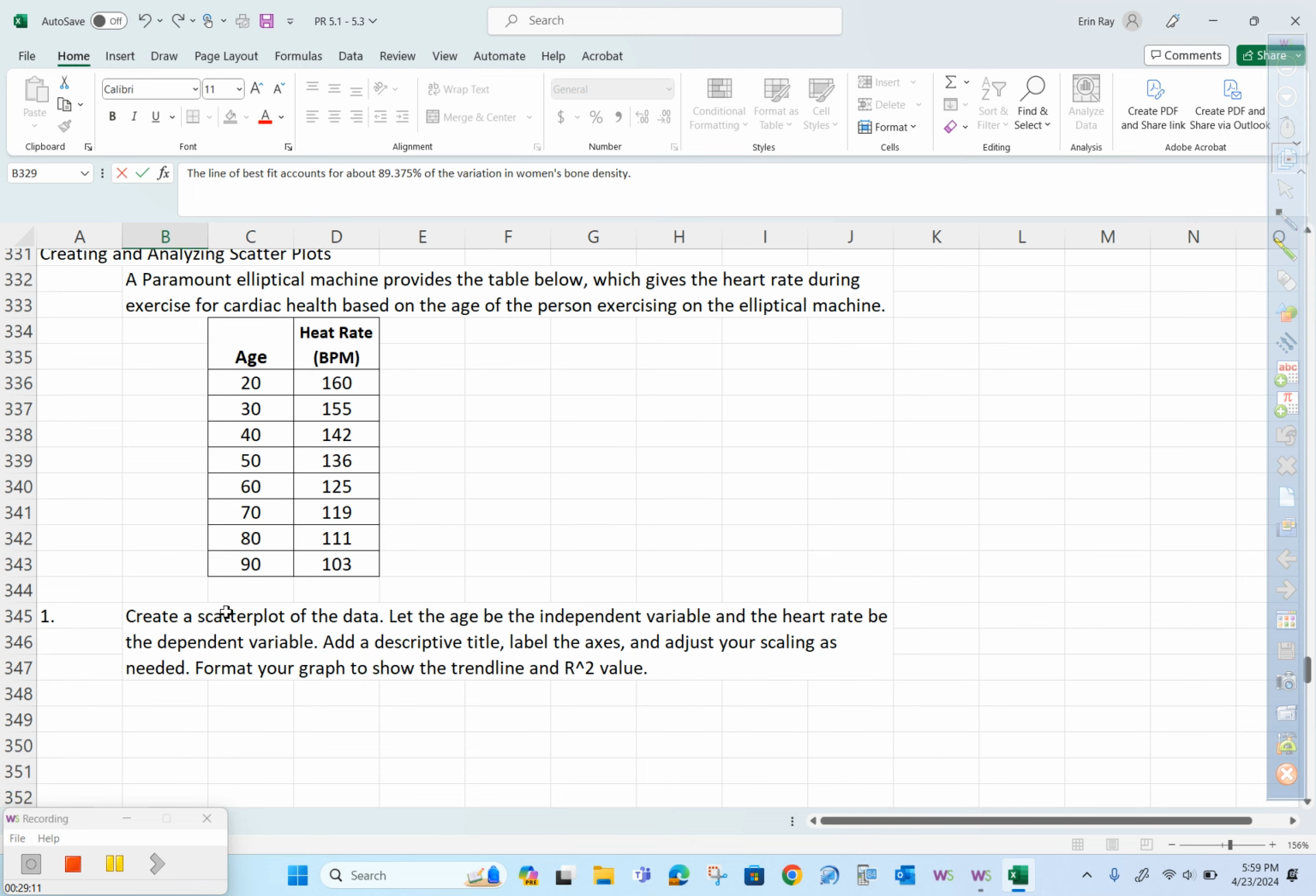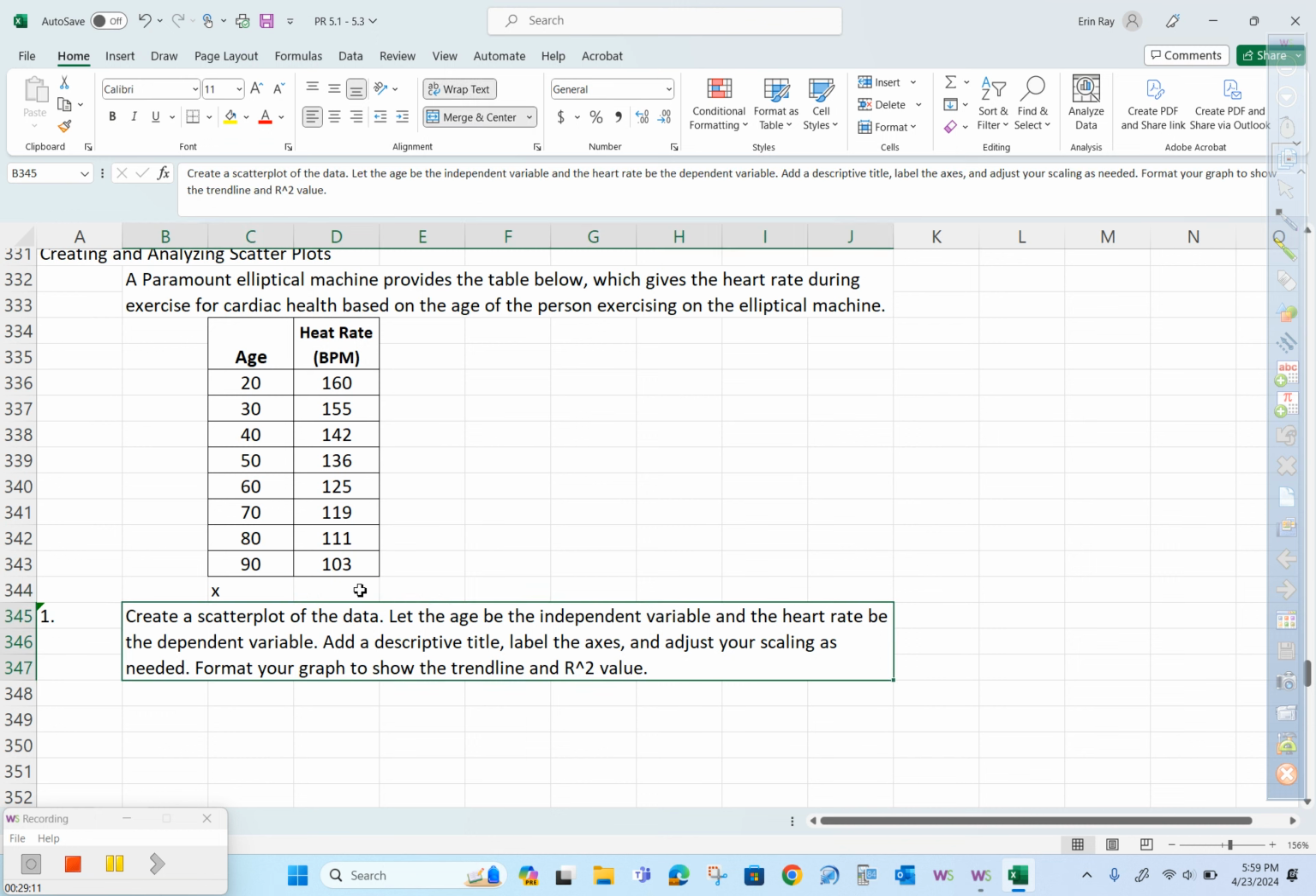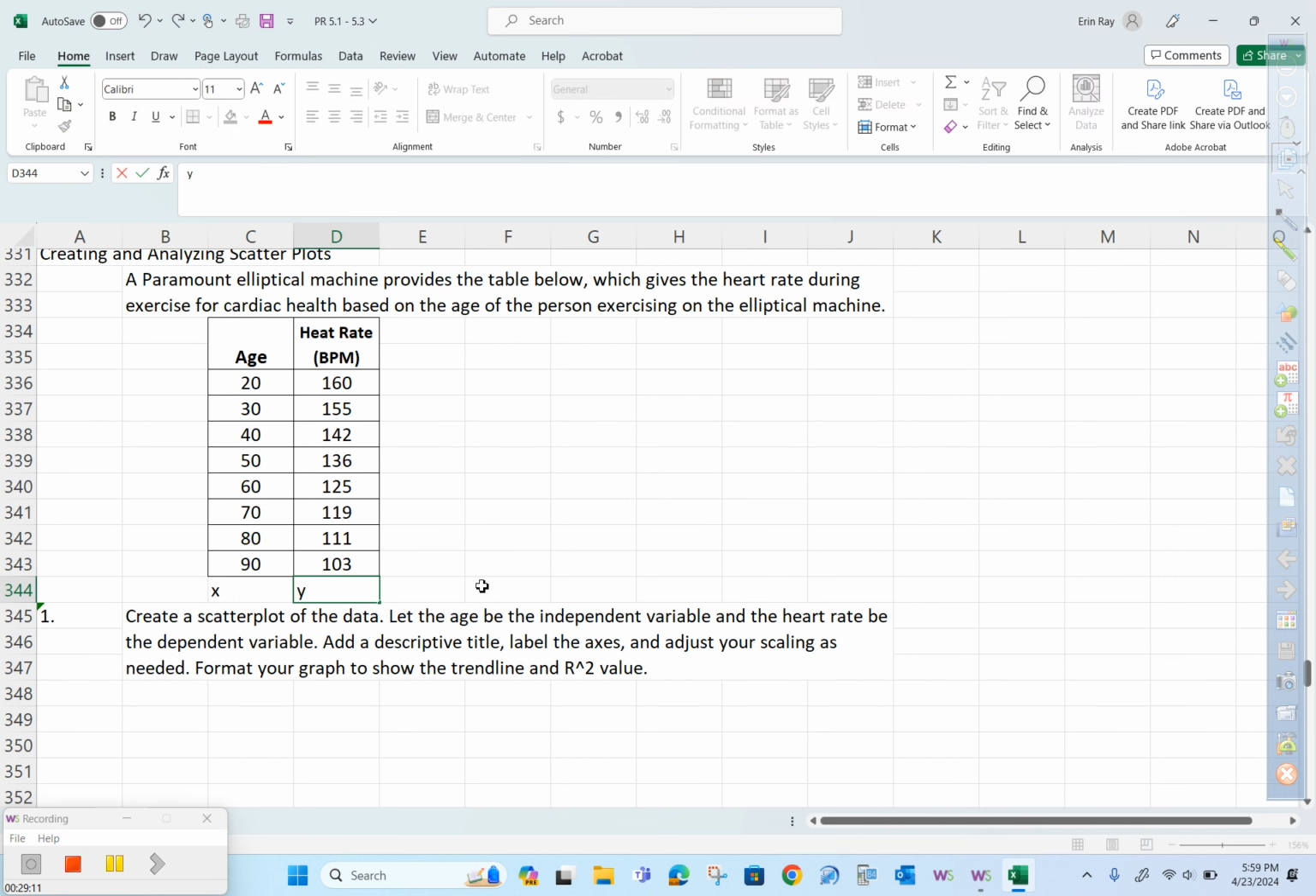So the first thing we're going to do is create a scatter plot. It says let age be the independent variable. So that's our x, and the heart rate is our y. Hopefully that makes sense even if I didn't tell you, because age would in here explain why heart rate is responding the way it is. Okay, so what we're going to do here is I'm going to show you a couple ways to do this in terms of some of the pieces that we've already talked about.